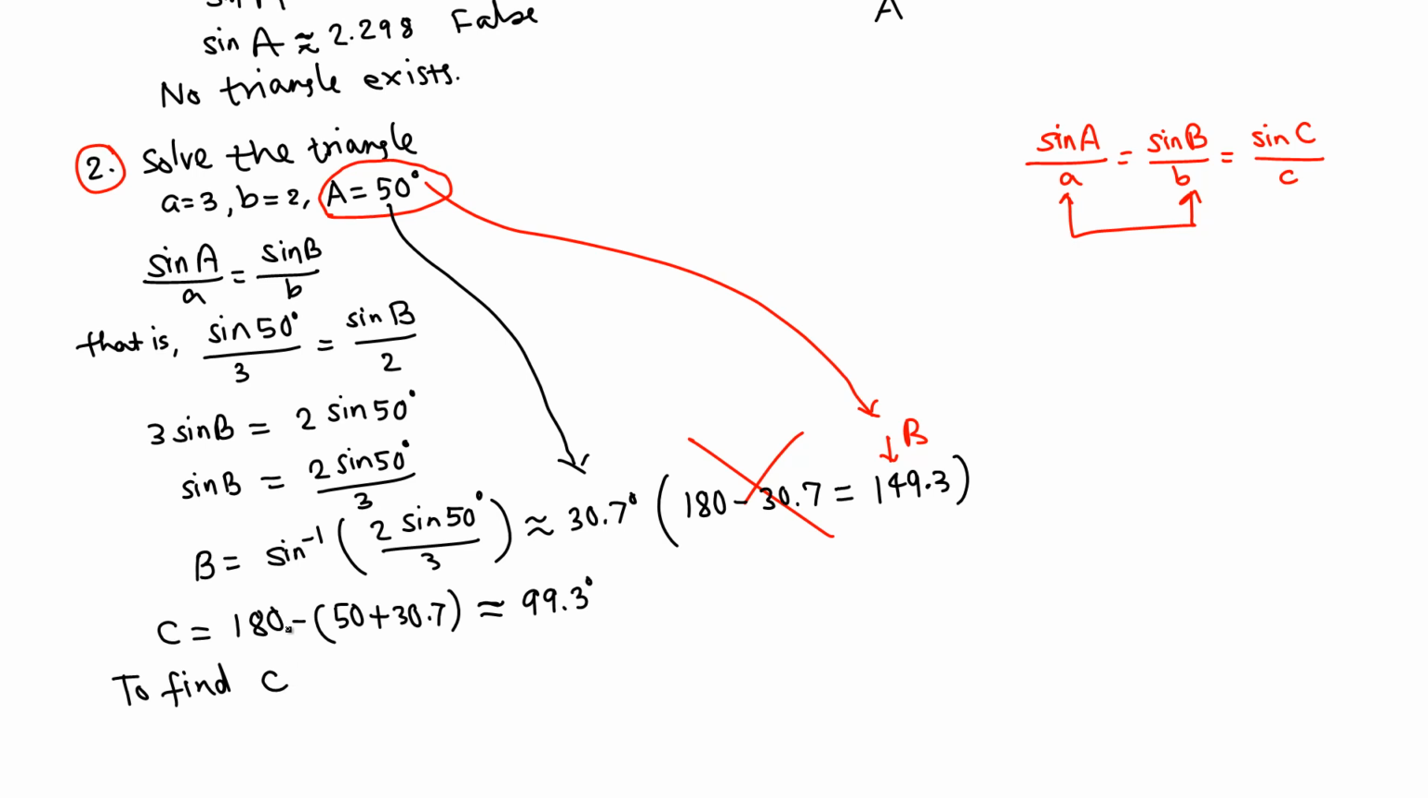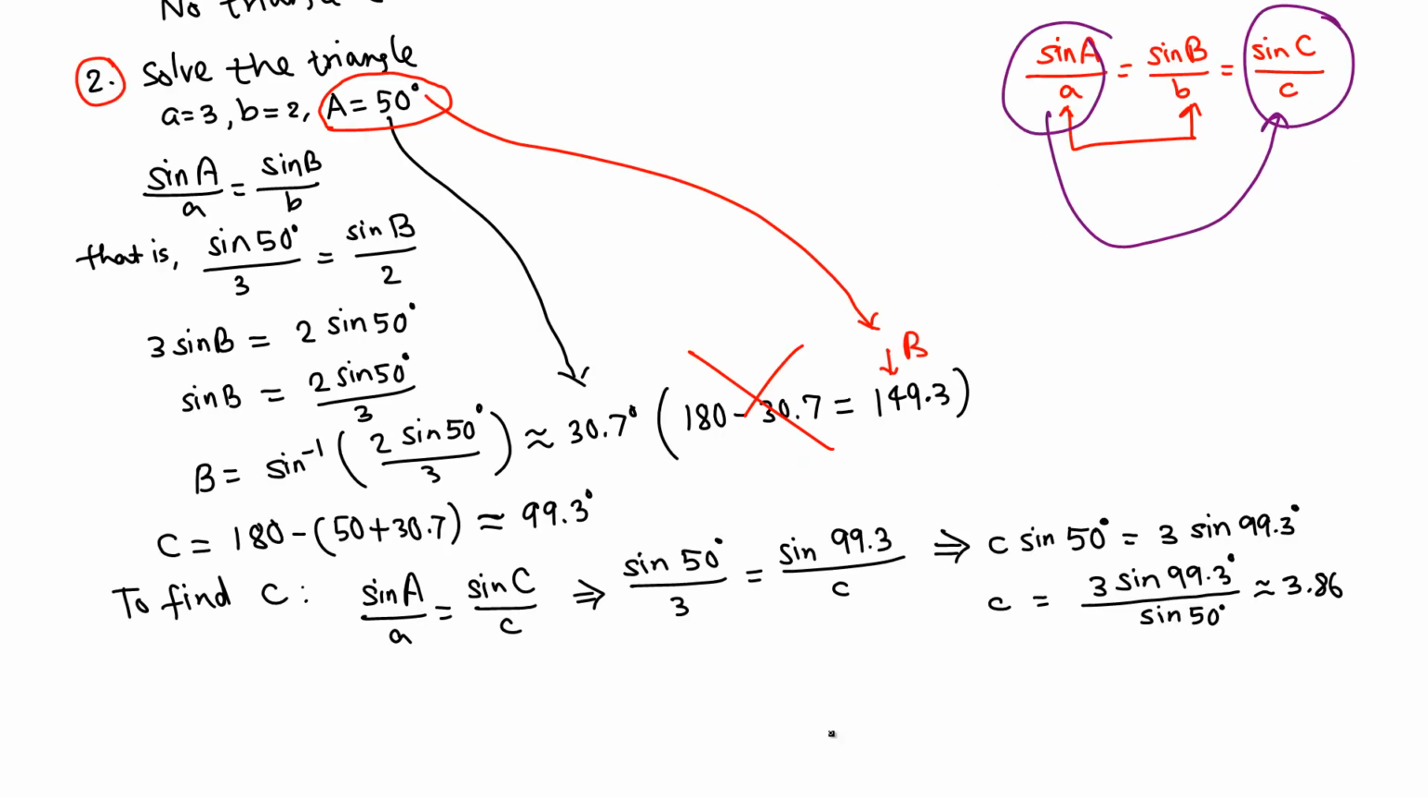Now we need to find lowercase c. Let's go back and look at this law of sines. We can use any. Let's use first equals third. So we have sine A over a equals sine C over lowercase c. That is sine 50 degrees over lowercase a, which is 3, equals sine 99.3, that's what we found here, over lowercase c. Cross multiply: c times sine 50 equals 3 times sine 99.3. To isolate c, divide by sine 50, we get 3.86.